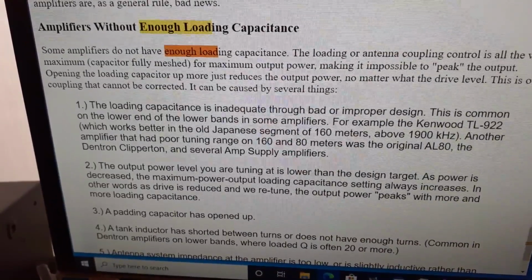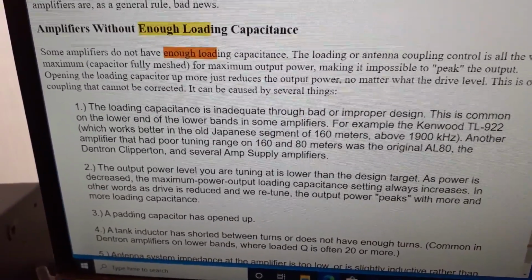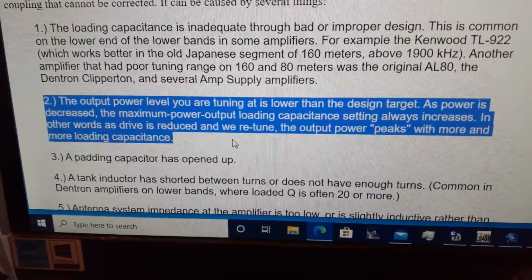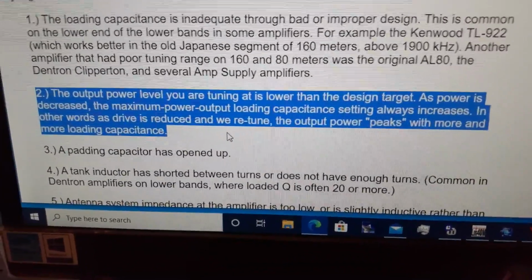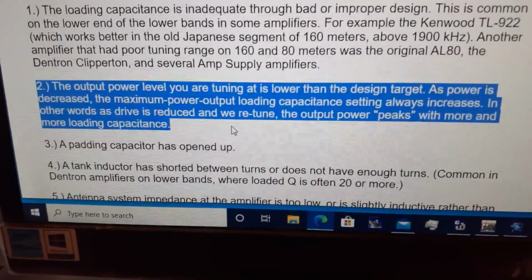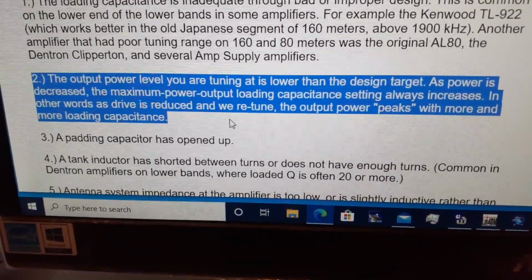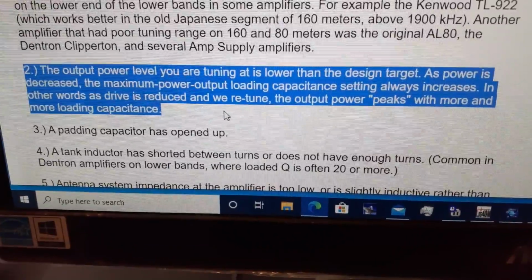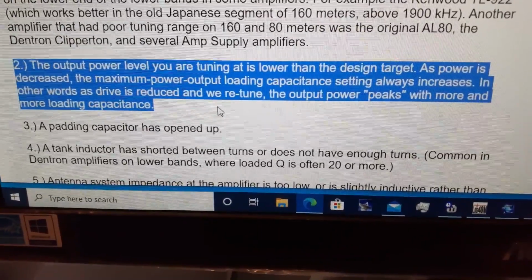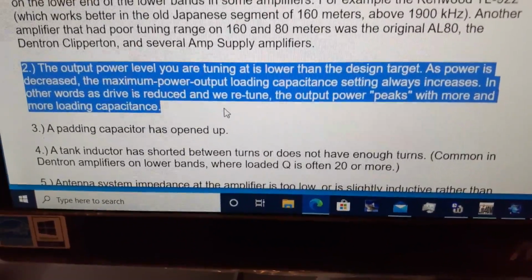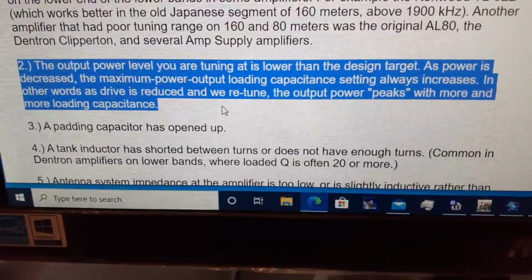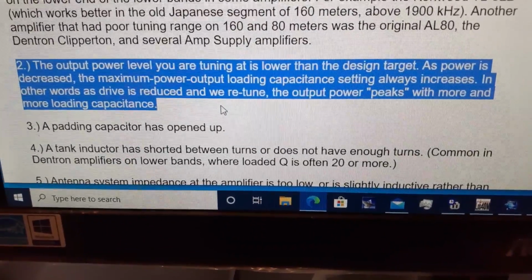There's an interesting section here about amplifiers without enough loading capacitance, and in particular this paragraph. It says, as power is decreased, the maximum power output loading capacitance always increases. So if you tune the output at 500 watts, you're going to have a certain amount of loading capacitance necessary for that. However, if the maximum output power decreases, the loading capacitance needed also increases, which means as you reduce drive to the amplifier, in order to maintain tuning, you need to increase the capacitance and set the load control at a lower numerical setting.